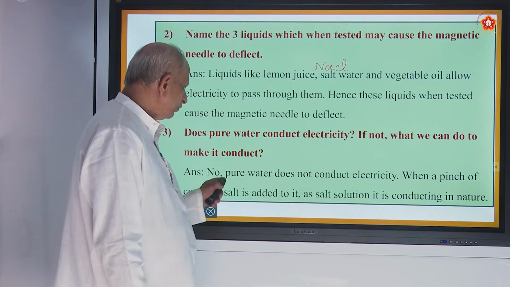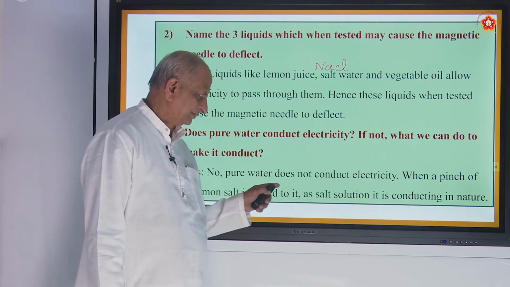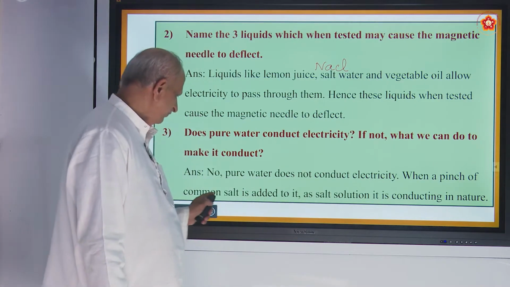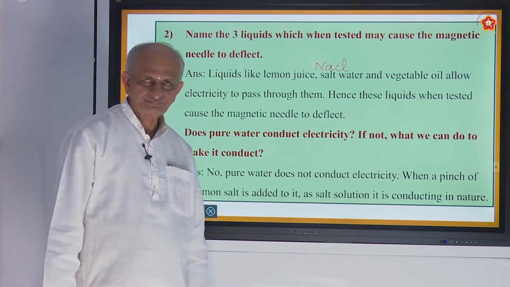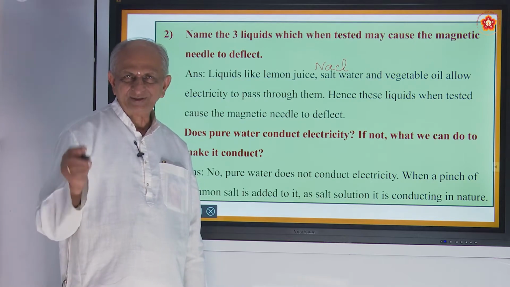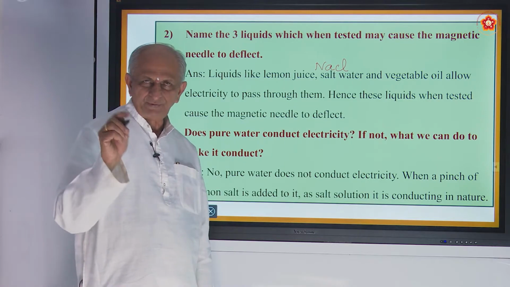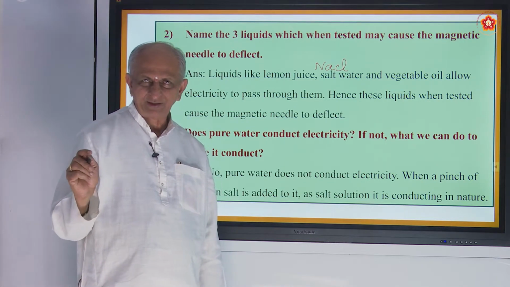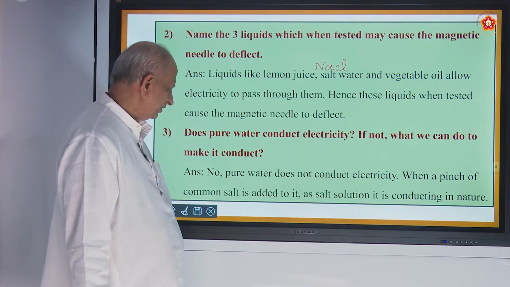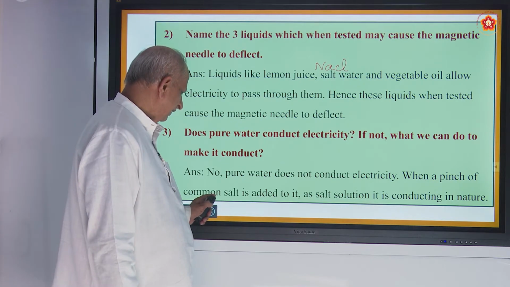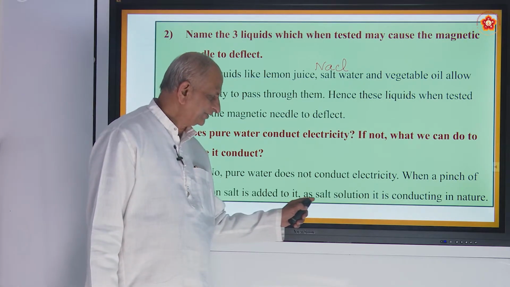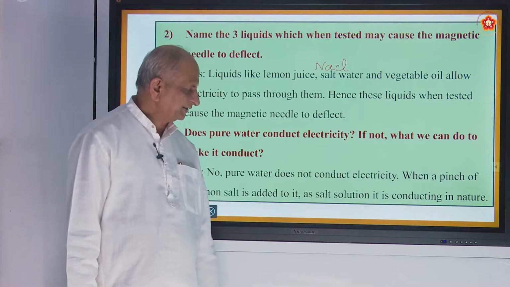So now if pure water is not conducting, what should you do for that? Add a pinch of common salt. Need not be common salt only. You can take copper sulfate also, or a sulfuric acid also, nitric acid also, anything, any conducting material is added to it. As salt solution is conducting in nature.